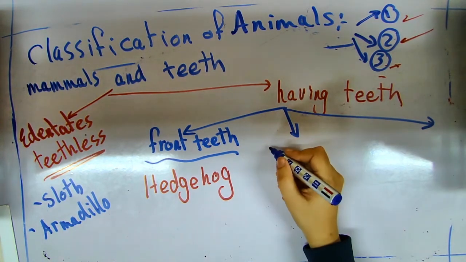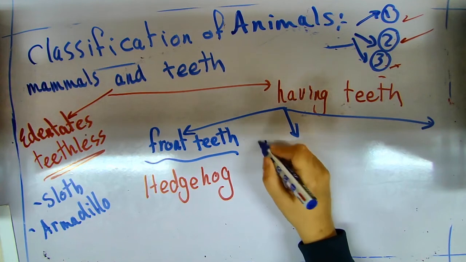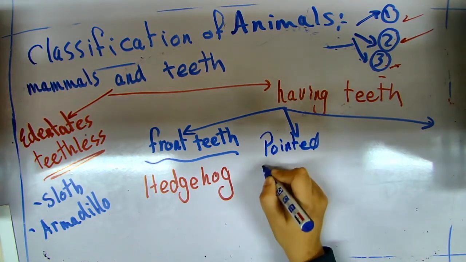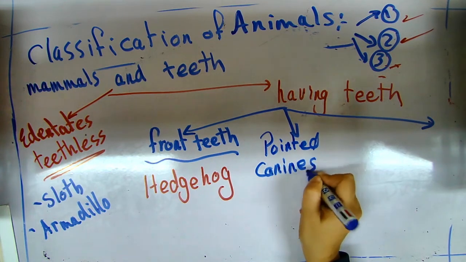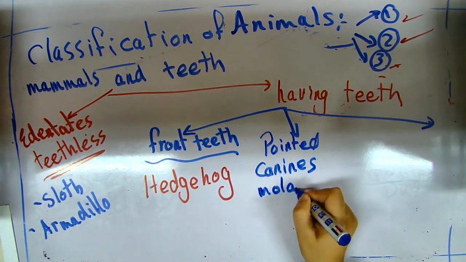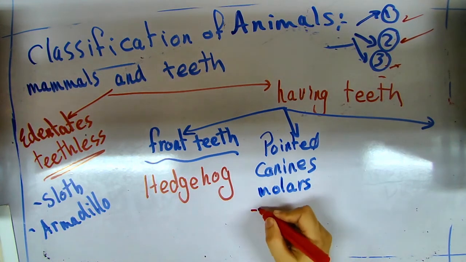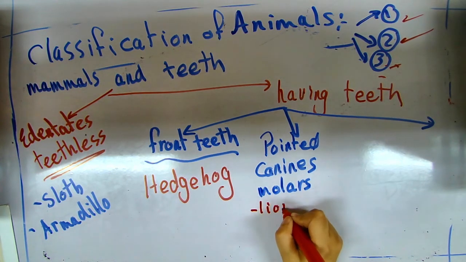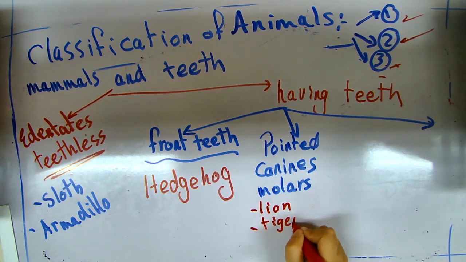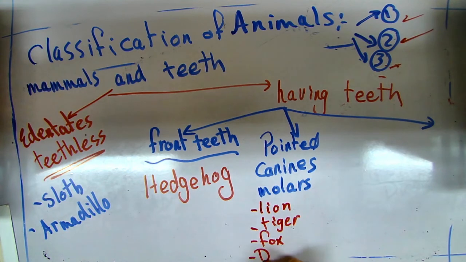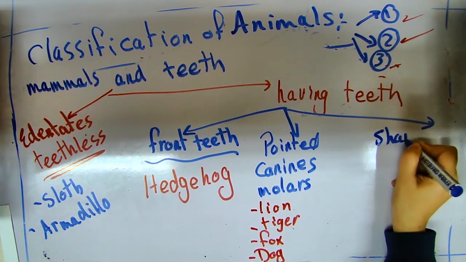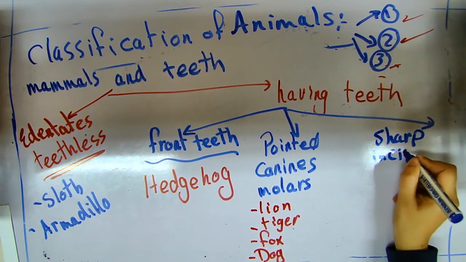The other type has sharp canines and molars, pointed canines and molars with sharp projection, like lion, tiger, fox and dog. Now we'll talk about animals which have sharp incisors.